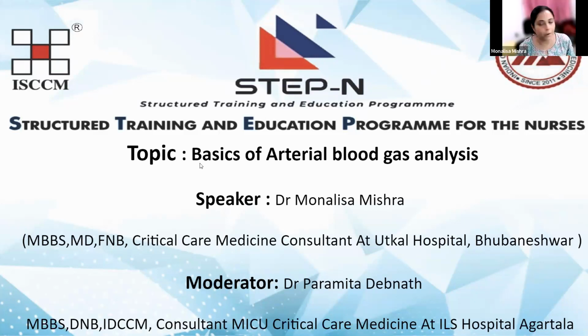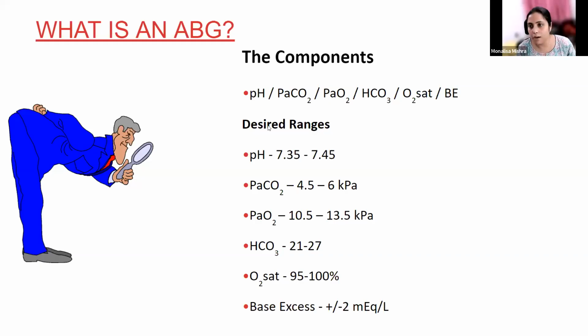So today we are going to talk about ABG. ABG is a very important topic for nurses, doctors, trainee nurses, for everybody. As you all know, we do ABG on an everyday basis for various reasons. The various components of ABG are pH, PCO2, PO2, bicarb, oxygen saturation, and base excess. And we all know what the desired values are.